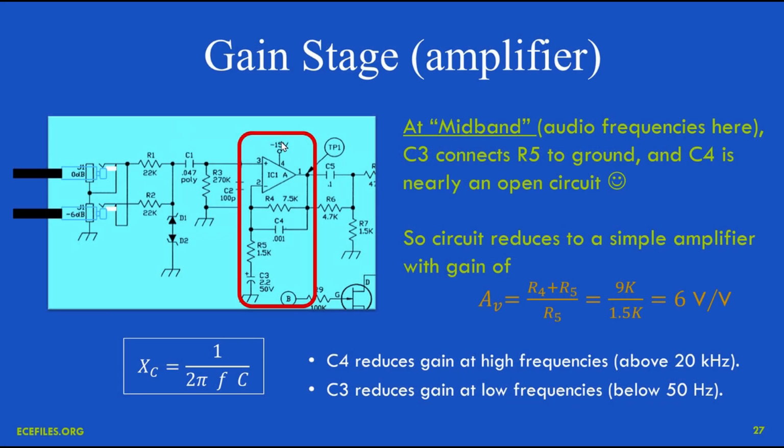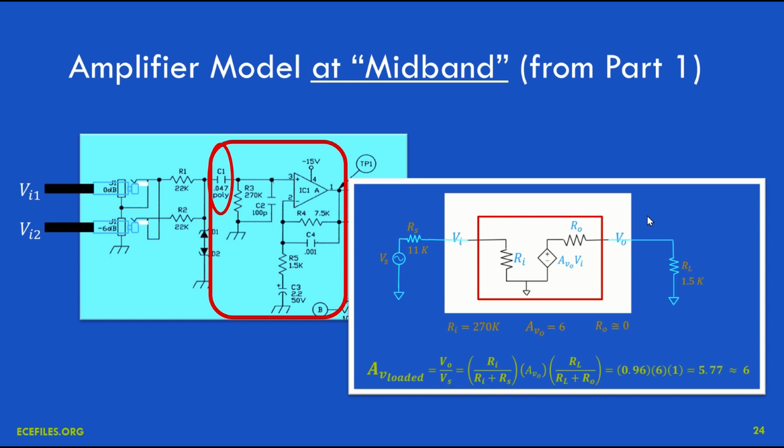So the next stage is built around IC1, and as we've said before, it forms an amplifier with a gain of about 6. At least at midband, or in our case, audio frequencies. It also provides one other very important function which is not explicitly shown on this diagram. In addition to gain, it also provides what we call impedance buffering. Remember, the output impedance of this circuit, when we model it using Thevenin's theorem, is approximately 0.